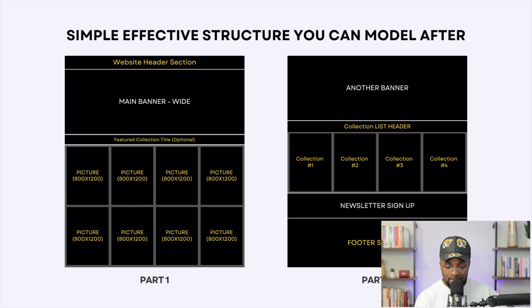So we have this nice structure, and you can see the 800 by 1200 picture size. You want to make everything congruent, make it the same across the board, and it's going to be aesthetically appealing to people when they come here. We have the footer section, the newsletter section. So follow this structure and you're definitely going to have a nice looking homepage.